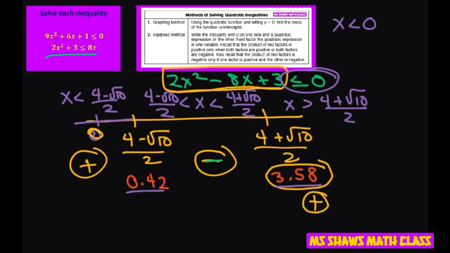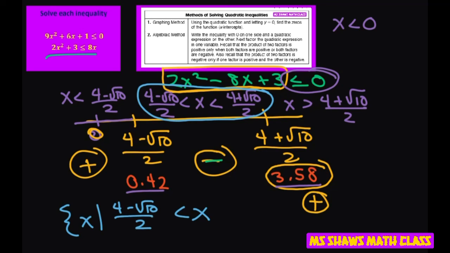So the way you want to write your solution is x such that x is in between. This is the interval we're looking at: 4 minus square root of 10 divided by 2 and 4 plus square root of 10 divided by 2. It also says it can equal it, so we're going to go ahead and put the equal signs here. All right. And this is your final solution.